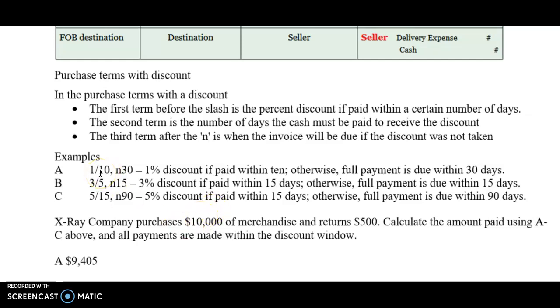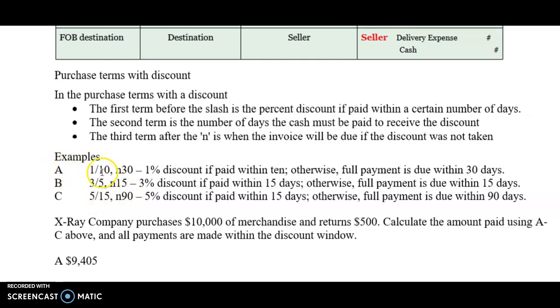A company can incentivize early payment. So in letter A, if they offer, this is how it's worded, 1/10 net 30. B, 3/5 net 15. C, 5/15 net 90. Let's go back to A and talk about this.